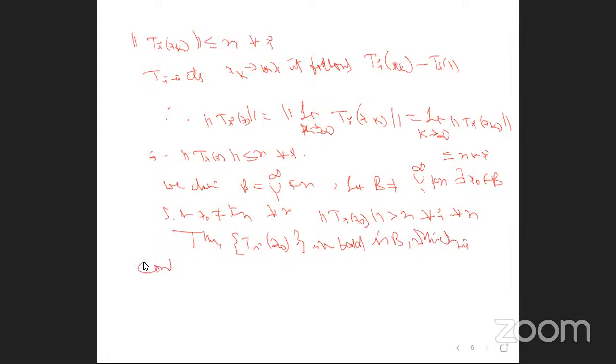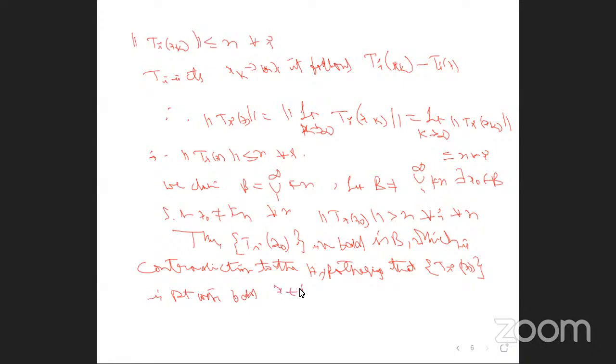This is a contradiction to the hypothesis that T_i(x) is pointwise bounded for each x belonging to capital B. Then B equals the union of F_n for n from 1 to infinity.